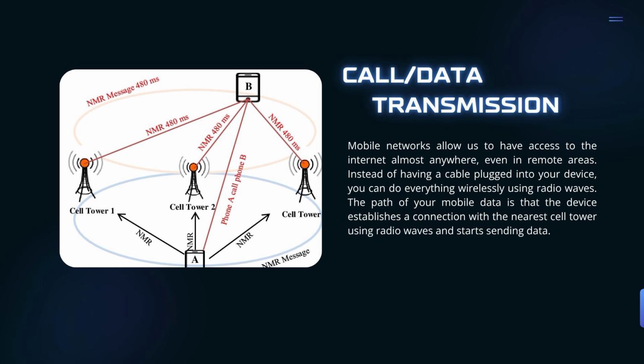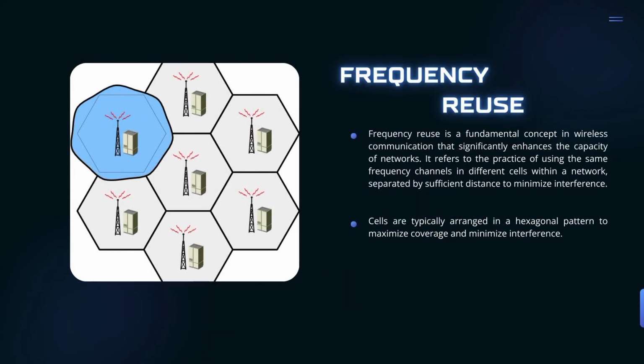Instead of having a cable plug into your device, you can do everything wirelessly using radio waves. The part of your mobile data is that the device establishes a connection with the nearest cell tower using radio waves and it starts sending data. The next operation of cellular networks is the frequency reuse.